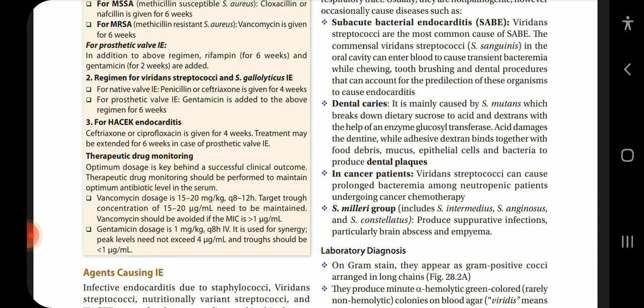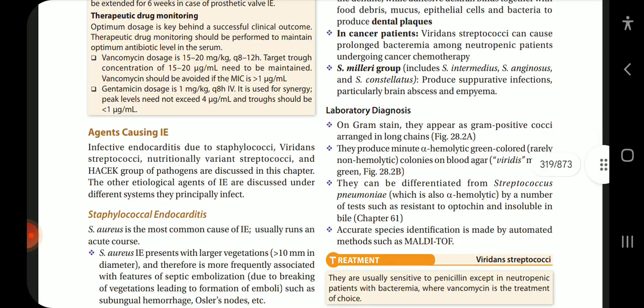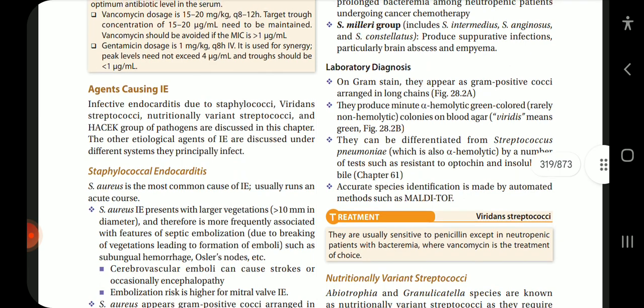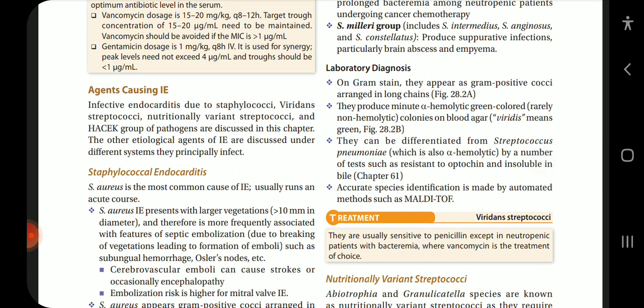Okay, so now coming on to agents which cause endocarditis. Infective endocarditis due to staphylococci. So we'll classify it as staphylococcal endocarditis, right?